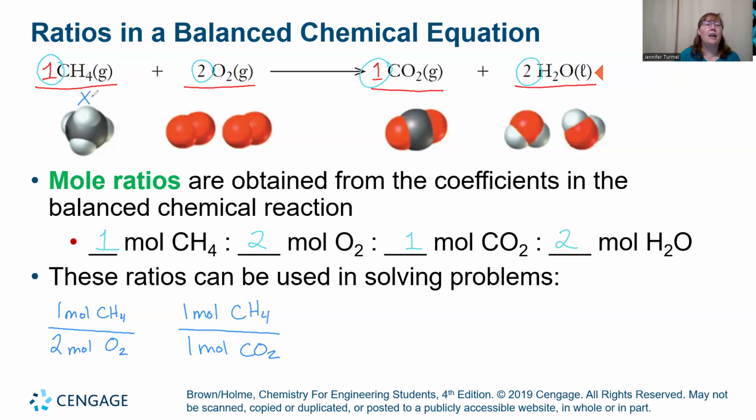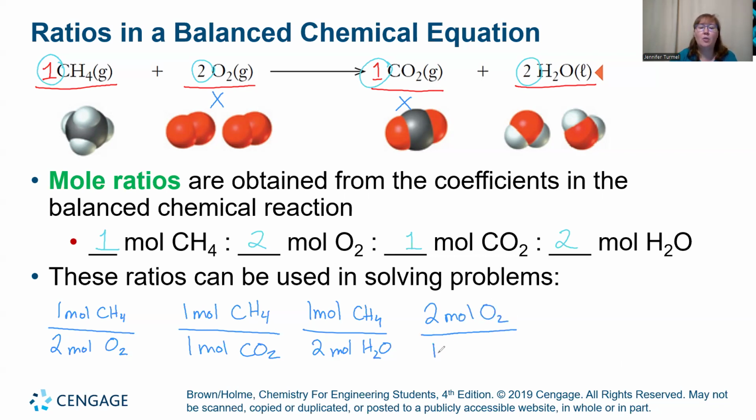And now we're going to be looking at CH4 and H2O. That means we'll have 1 mole of CH4 to 2 moles of water. Now we're going to look at oxygen and carbon dioxide. And a ratio can always be flipped over, so we don't need to make the ratios that would be opposite this. Now we say, okay, we have 2 moles of oxygen to 1 mole of CO2.